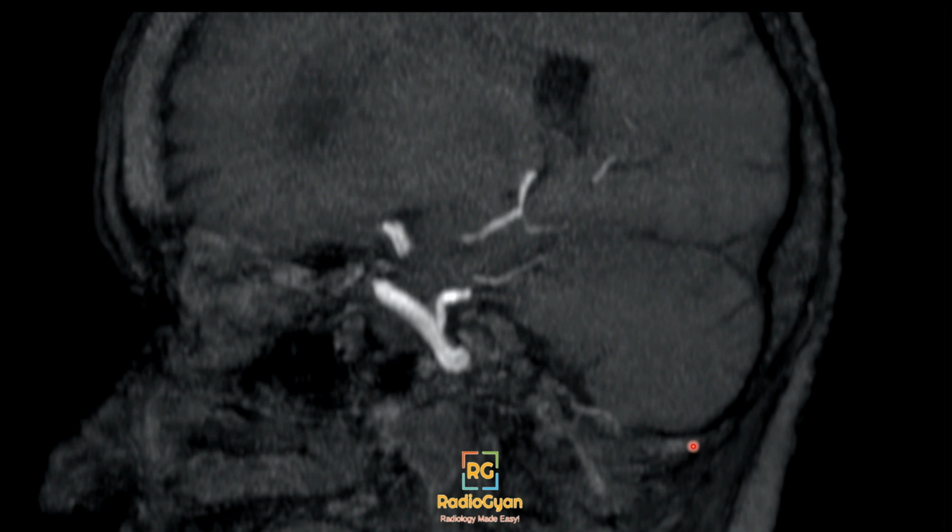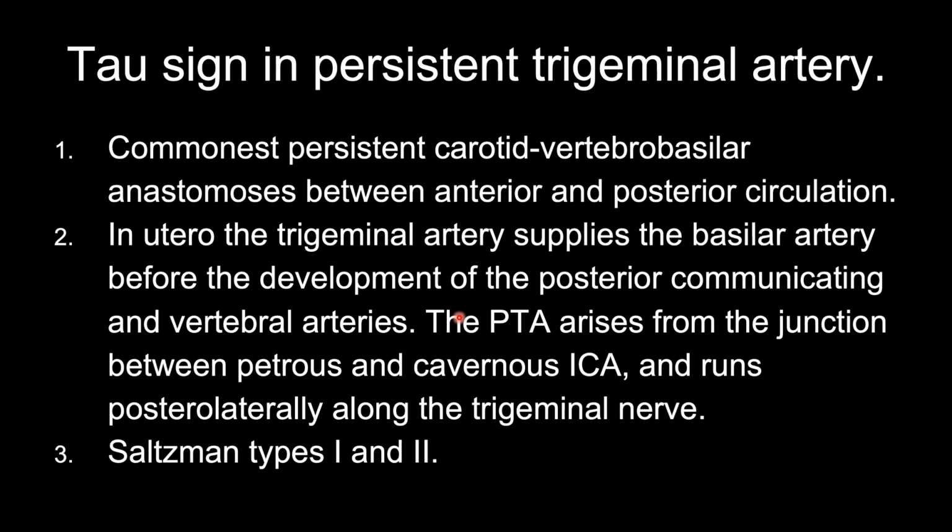So this is another MR angiogram. This time this is a sagittal MR angiogram of the head. What we see here is this odd shaped vessel. It's difficult to identify in a single image, but I'll let you know the diagnosis, and that will help you in future such spot cases. So this is known as a tau sign. Tau is a Greek letter, and this is a case of persistent trigeminal artery.